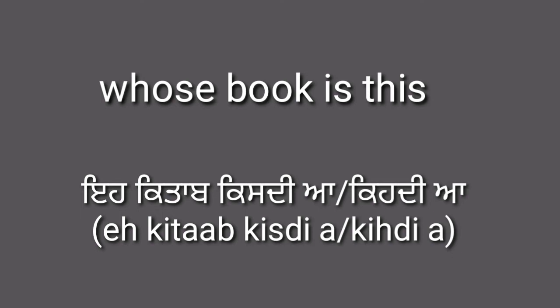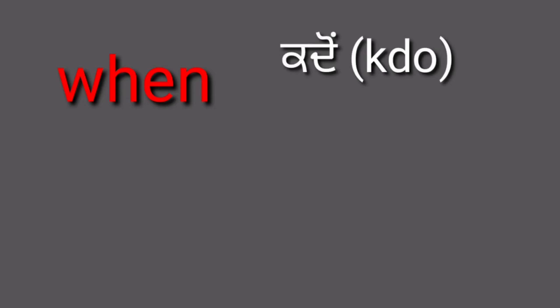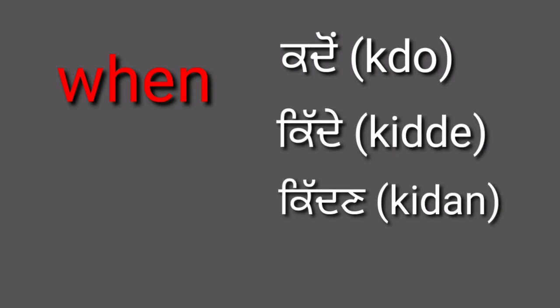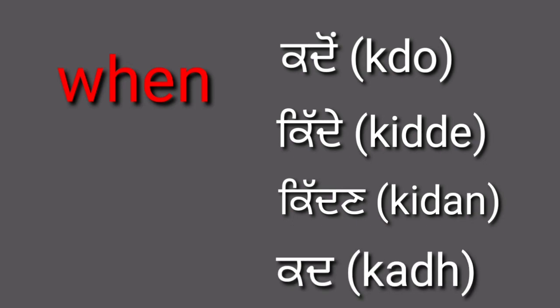Alright. So next word is when. When means in Punjabi kadon. So this word is very popular and colloquial and even formal. But there are some other words they are used as colloquial. For example, kidde, kiddan, kad. Alright, so there's four words for when. Kadon, kidde, kiddan, and kad.